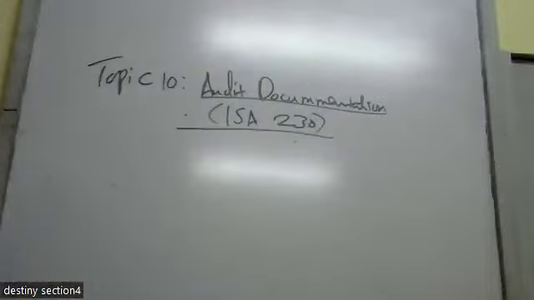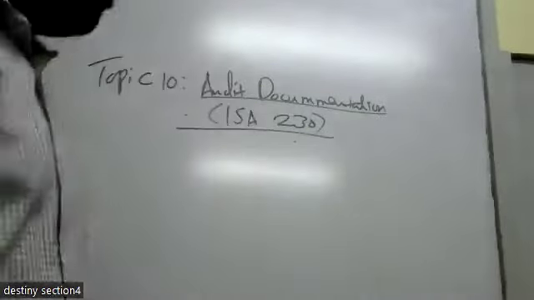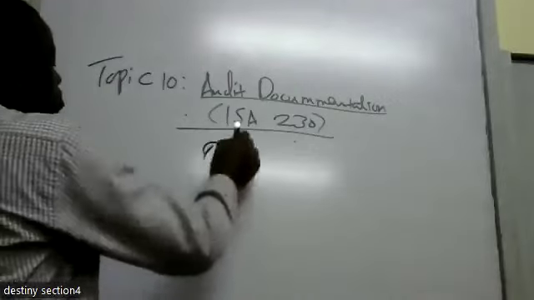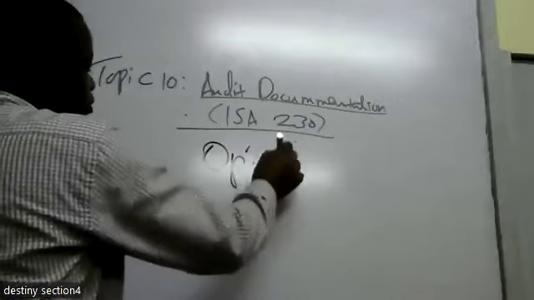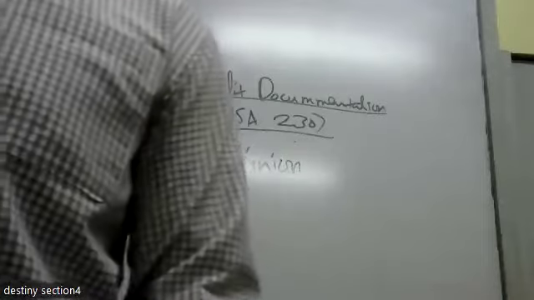So audit documentation, we shall see how far we can go. In fact, it should just be part of the planning. Audit documentation is a very important area. As auditors perform procedures, they are required to express an opinion. That's the main objective of an audit, to be able to express an opinion on the financial statements.